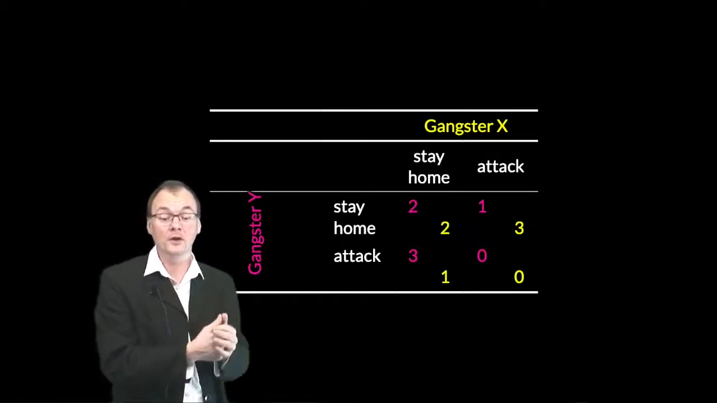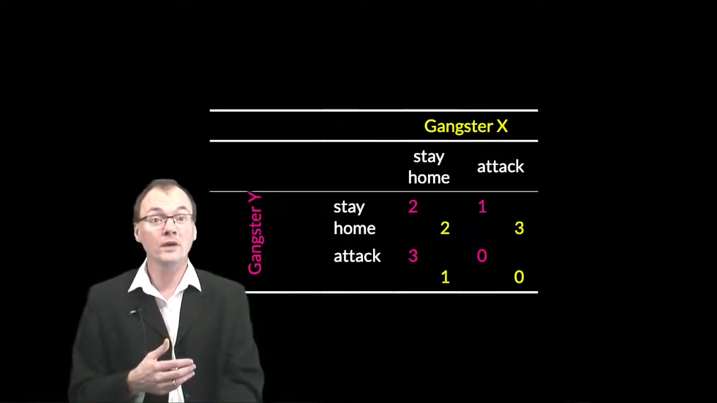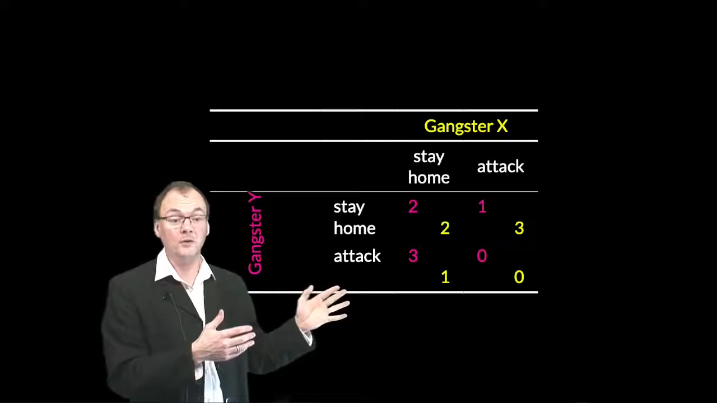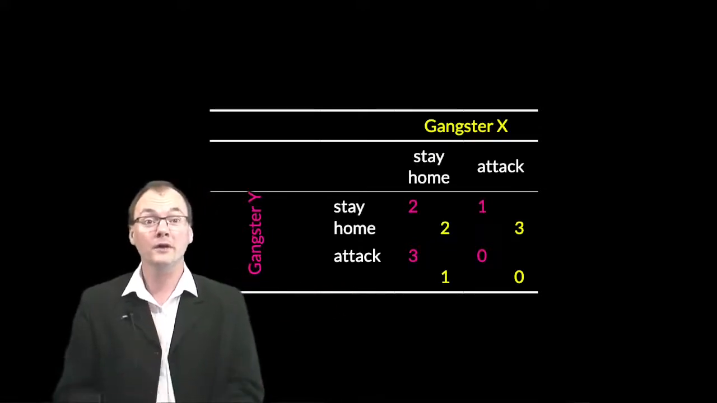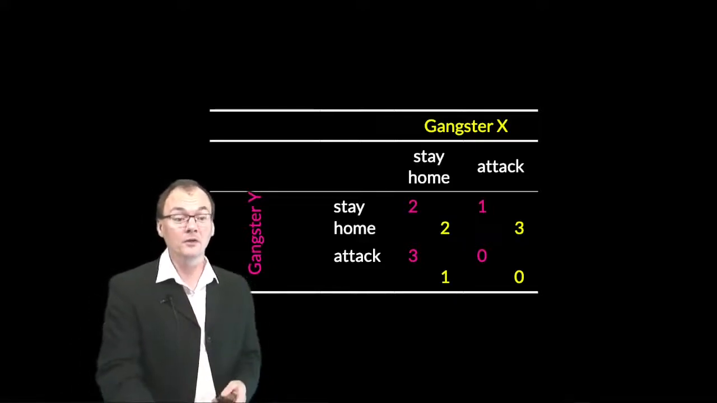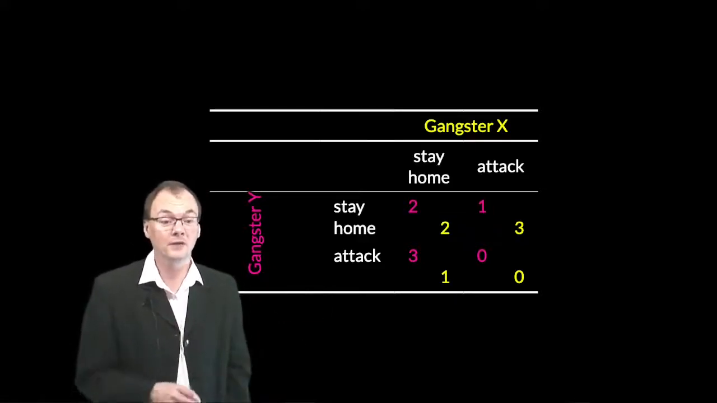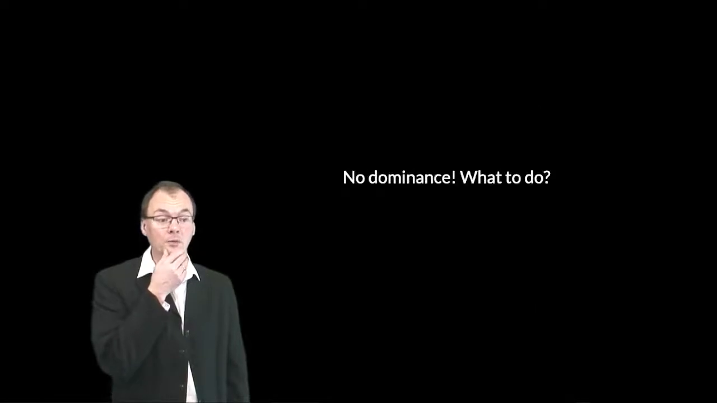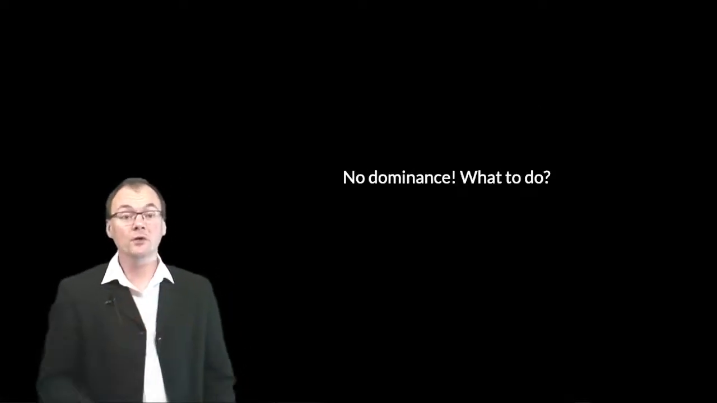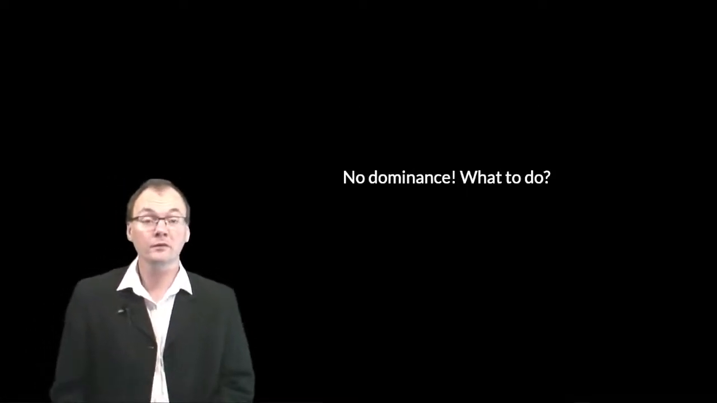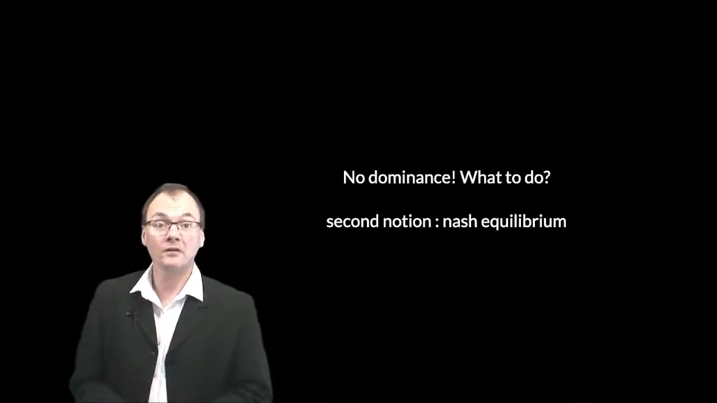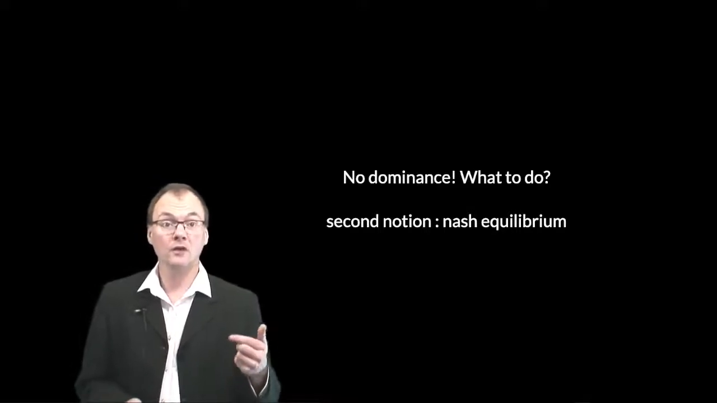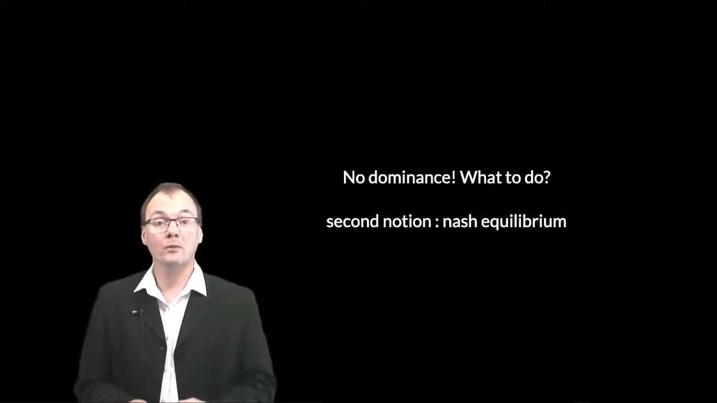If you're a gangster, you do not want to get to the point where this is the game you're playing. You want to improve your situation, doing all kinds of signaling and other measures in order to avoid being put into this game. So we don't have dominance, but we do have some things to explain. What are we going to do? Here, our second notion, the notion of a Nash equilibrium, is exactly what we need.